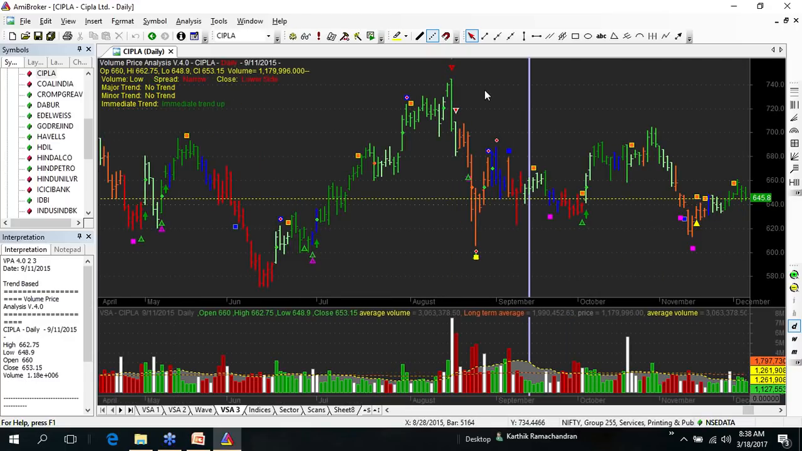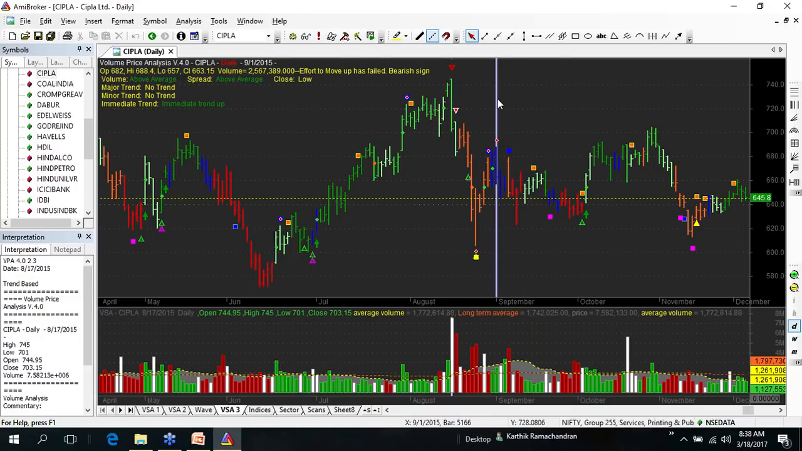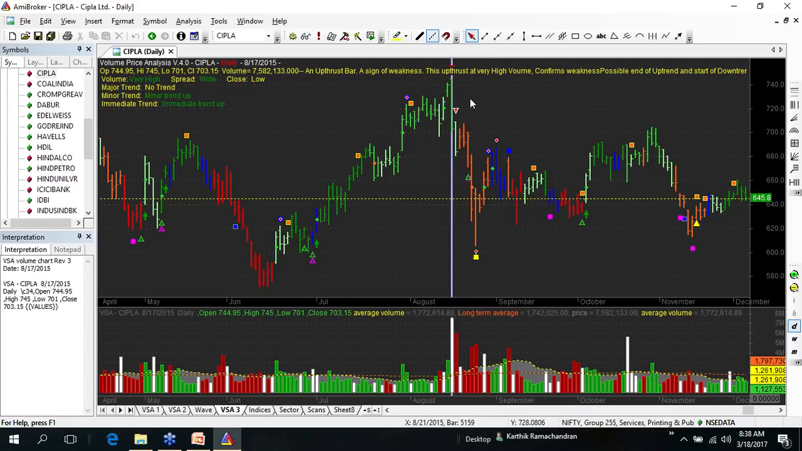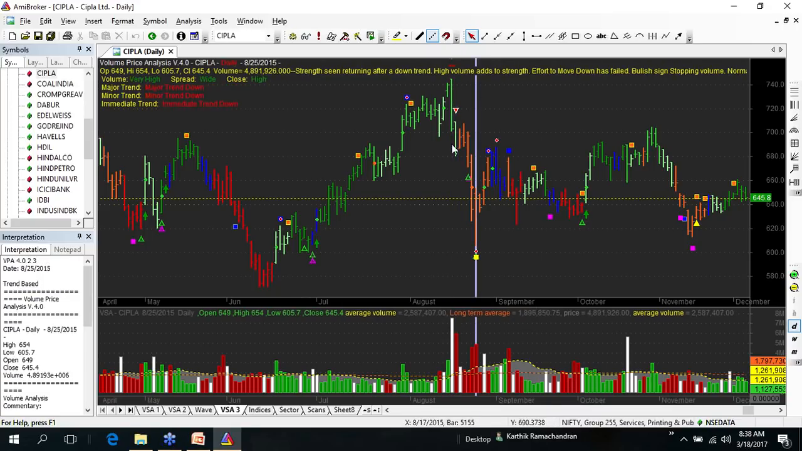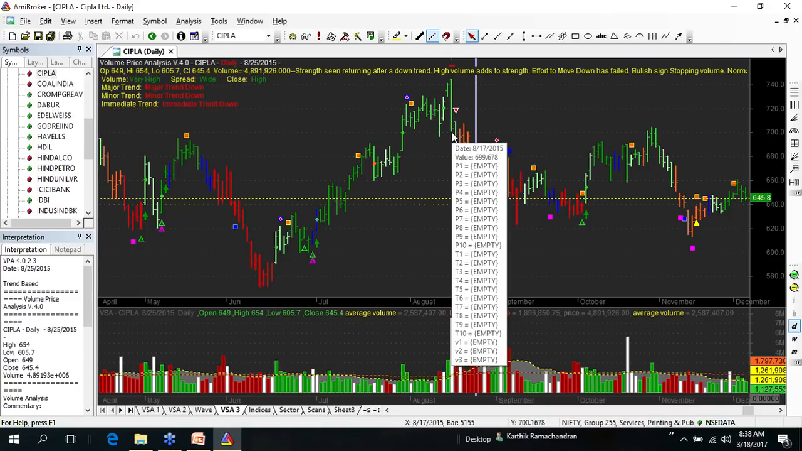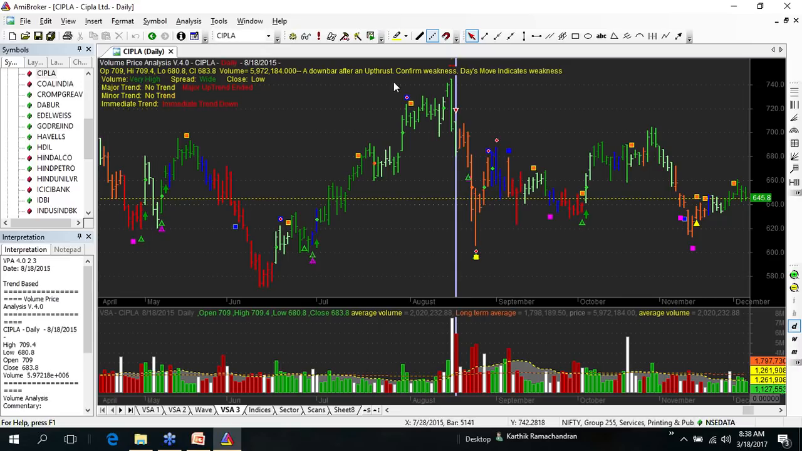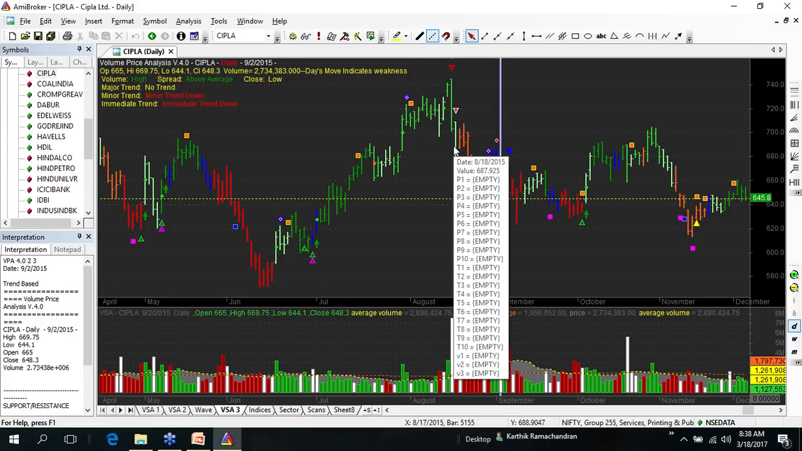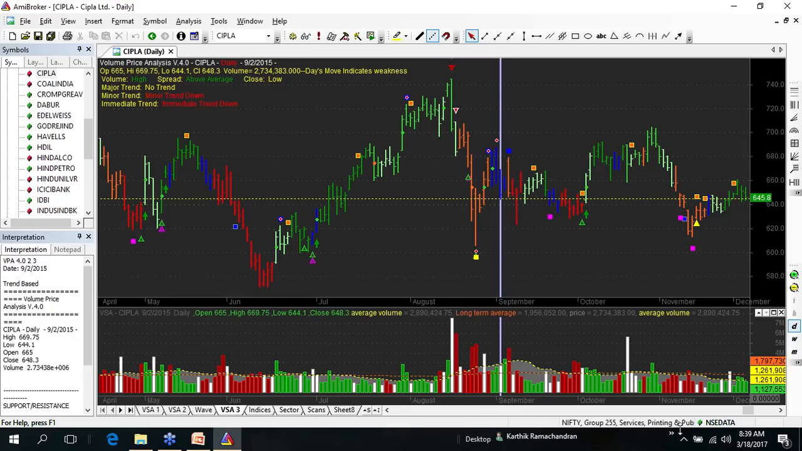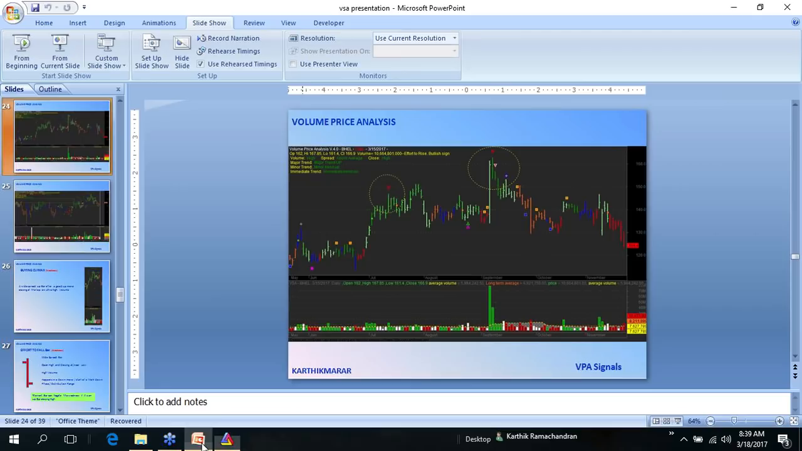Here is a similar chart, where this is an upthrust bar. Clearly, it's a widespread bar on high volume, closing near the low. And the next bar is again a high volume widespread down bar, and this definitely confirms it: a down bar after an upthrust bar confirms the weakness. So this is the confirmation. It is the right time to get out of the stock here. So let's go back to my presentation.